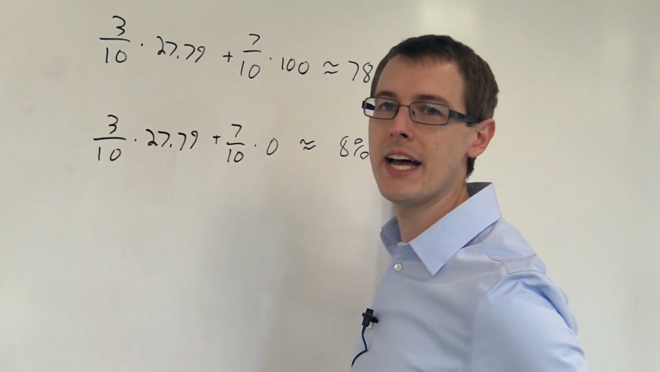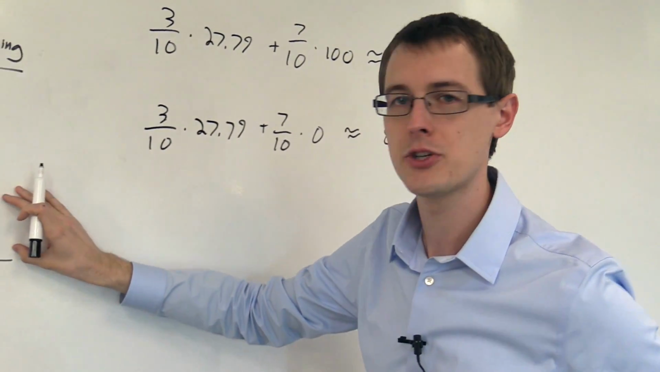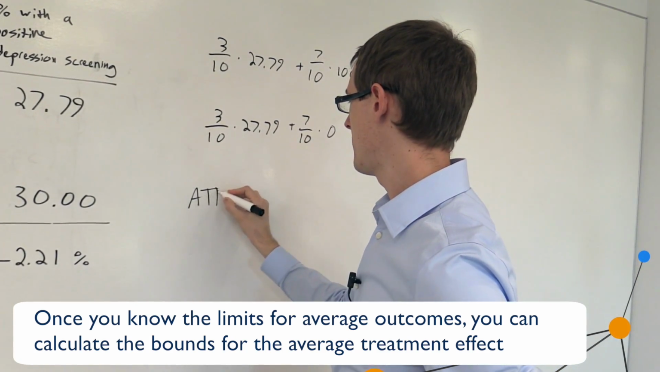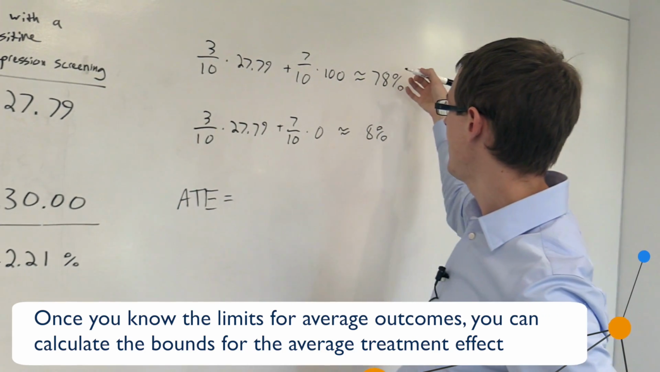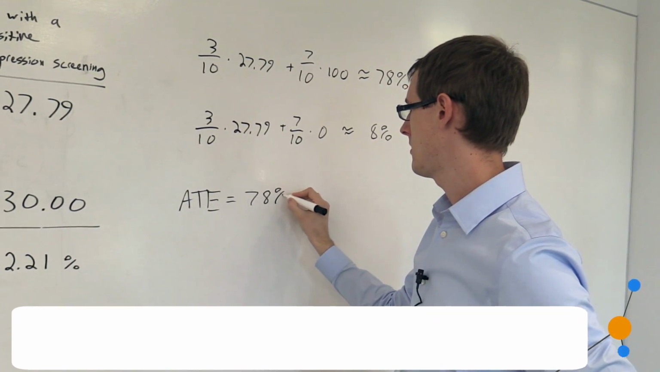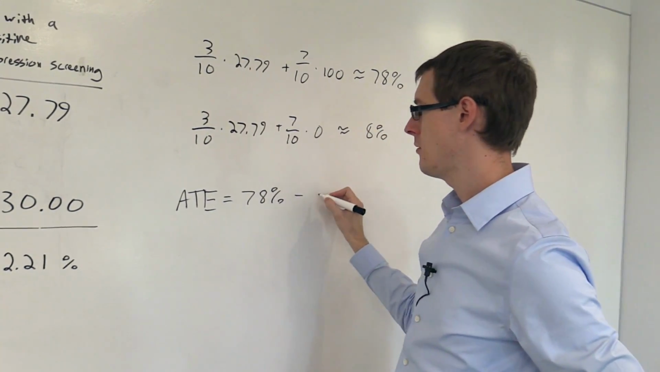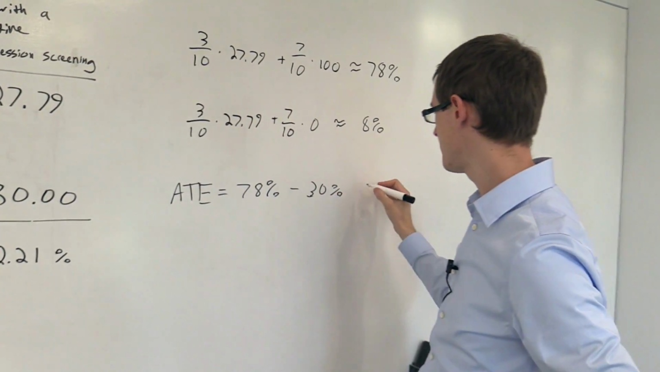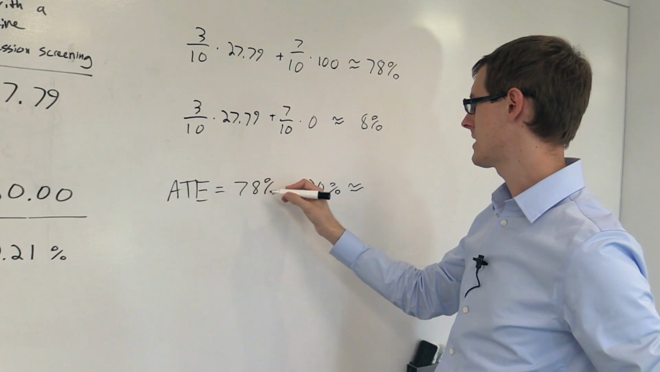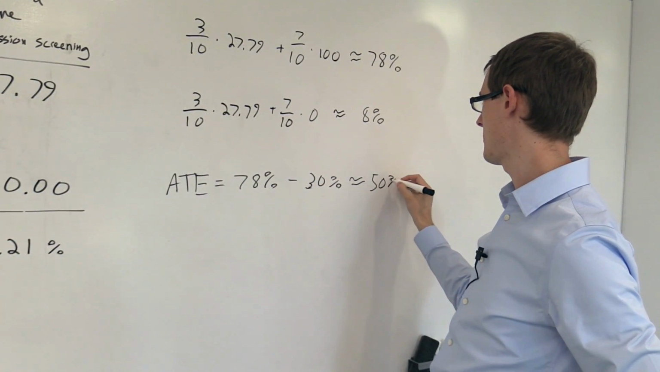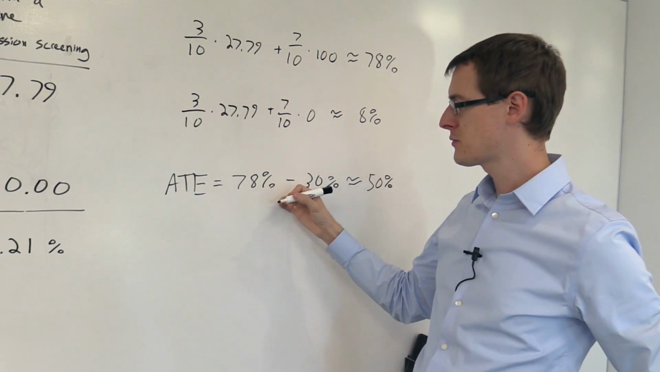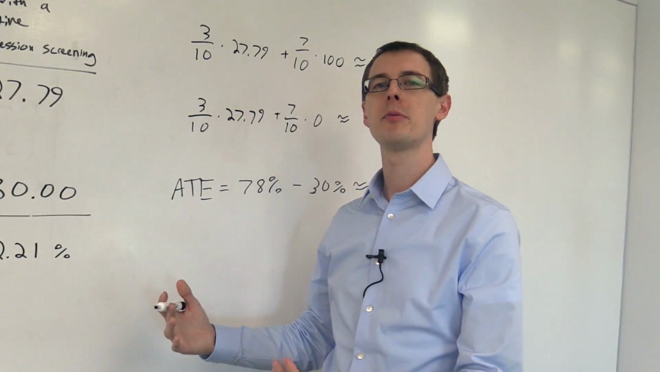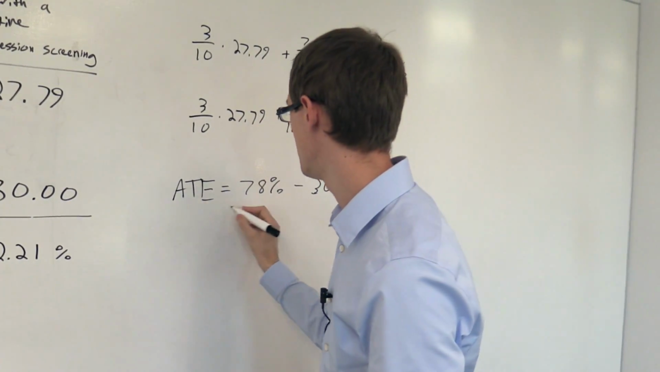So let's put that together with our data from the control group and write down some bounds for the average treatment effect. The average treatment effect could be as high as 78% if you had Medicaid, minus 30% if you didn't. That's from our control group. Or approximately 50%. That means that if this was the case, then moving everyone into Medicaid would increase the amount of people depressed by 50%. It's a huge number, huge increase.